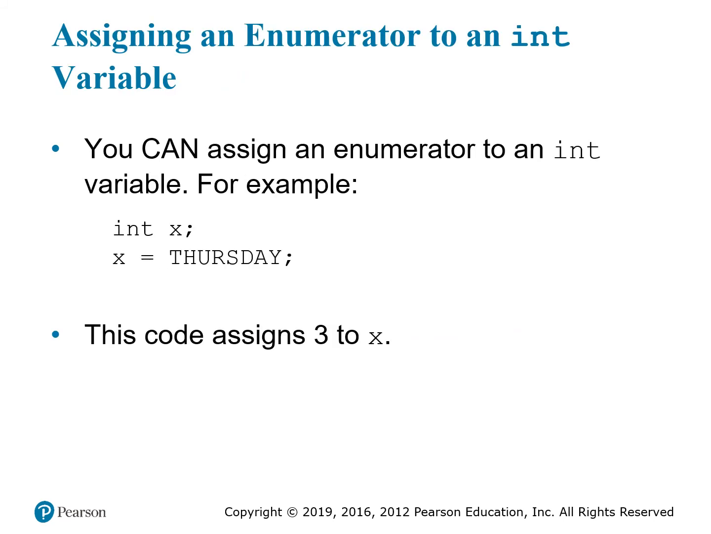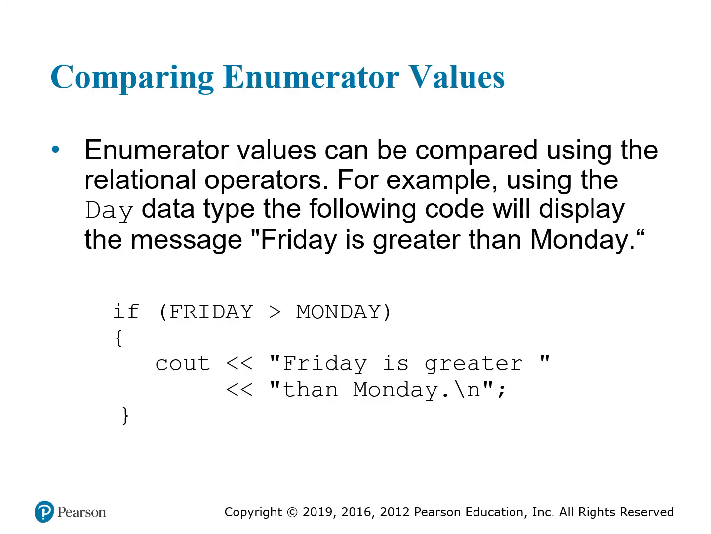You can do it the other direction. You can assign an enumerator to an int variable. So x equals Thursday pushes the number 3 into x. Okay, why does it work one way and not the other way? I don't know. Enumerator values can be compared using the relational operators. So if the numerical value of Friday is greater than the numerical value of Monday, which it is, it will print this silly little statement here.